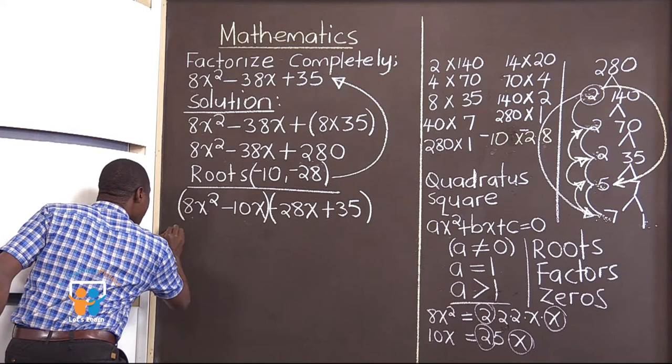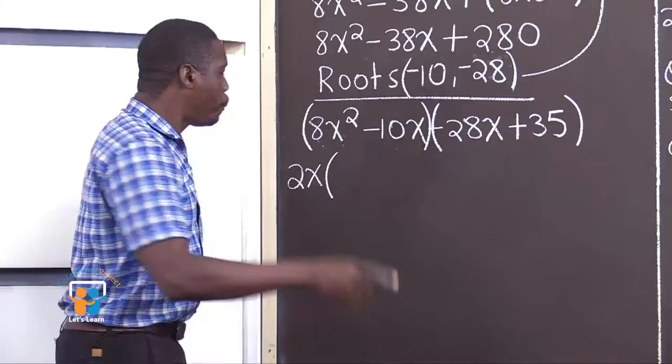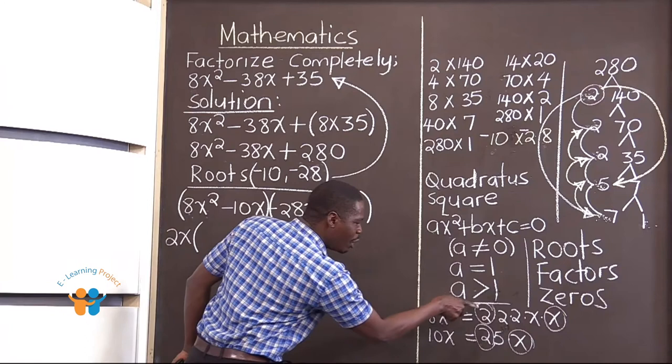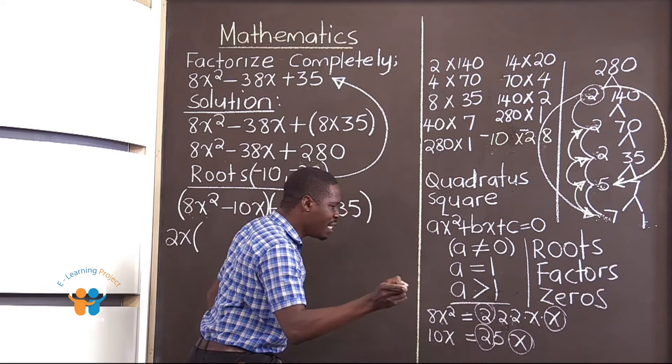But remember, in 8x squared, we have already pulled out 2x. In 8x squared, we have pulled out a 2 and an x. What do we remain with? A 2 and an x. When you combine them, what do you get? A 2 times a 2, a 4. A 4 times x, a 4x.